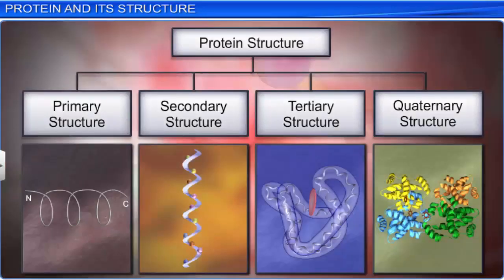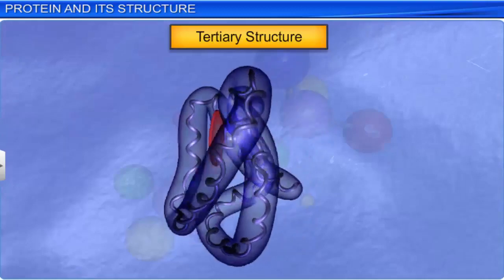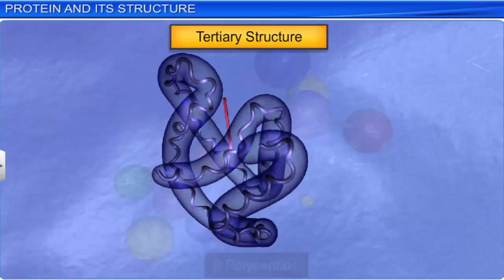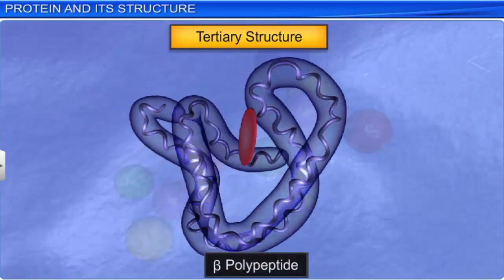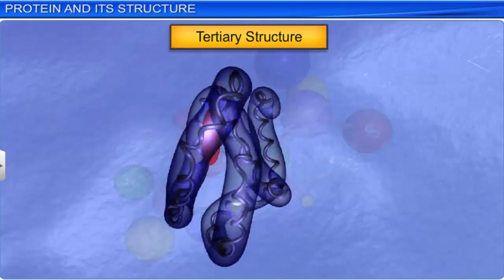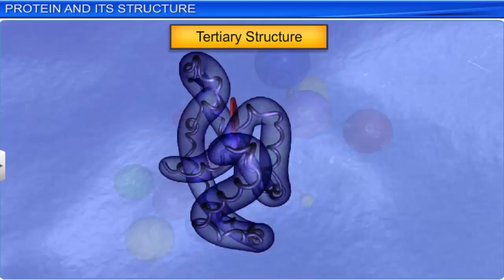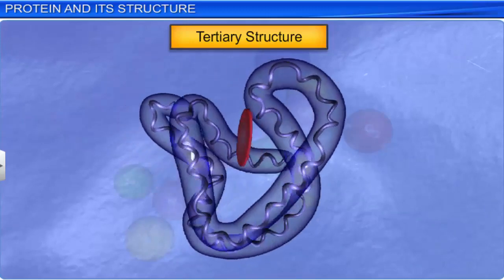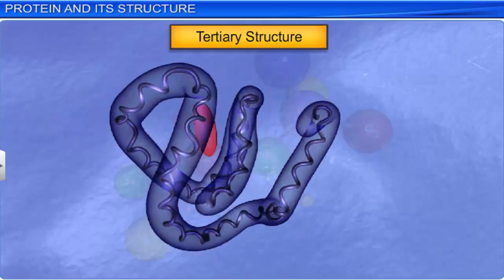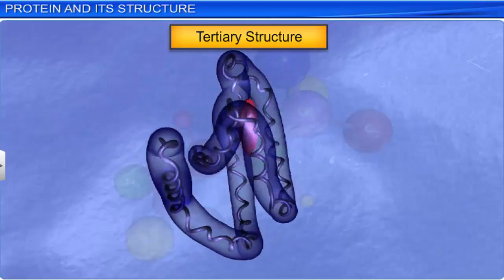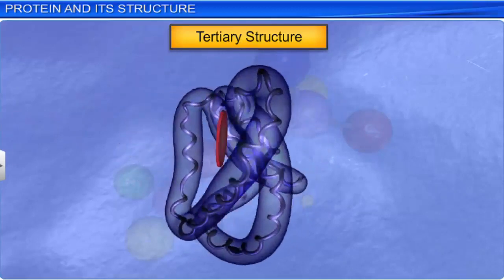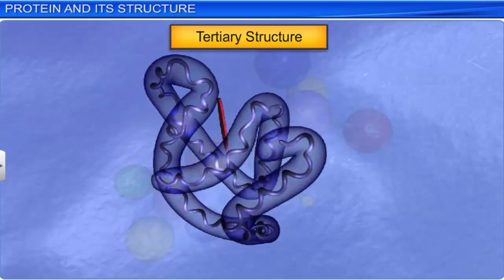The third level of protein structure is the tertiary structure. It refers to the three-dimensional structure of the entire polypeptide chain. The function of a protein, except as food, depends on its tertiary structure. If this is disrupted, the protein is said to be denatured and it loses its activity.